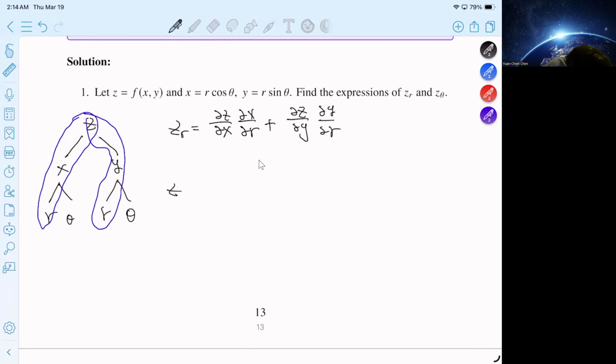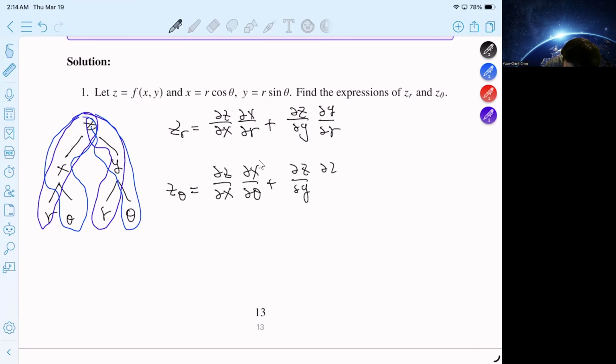Now z_theta. Choose a different color. If I want to go to theta, the first path is this one, the second path is this one. So we can happily write this is z_x x_theta plus z_y y_theta. We don't know what z actually is, so we can just leave that there as z_x and z_y. But we know how to do x_r, y_r, x_theta and y_theta.